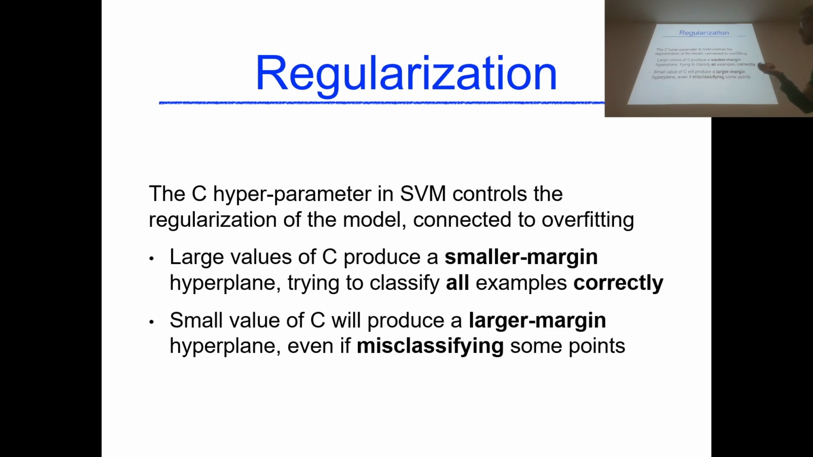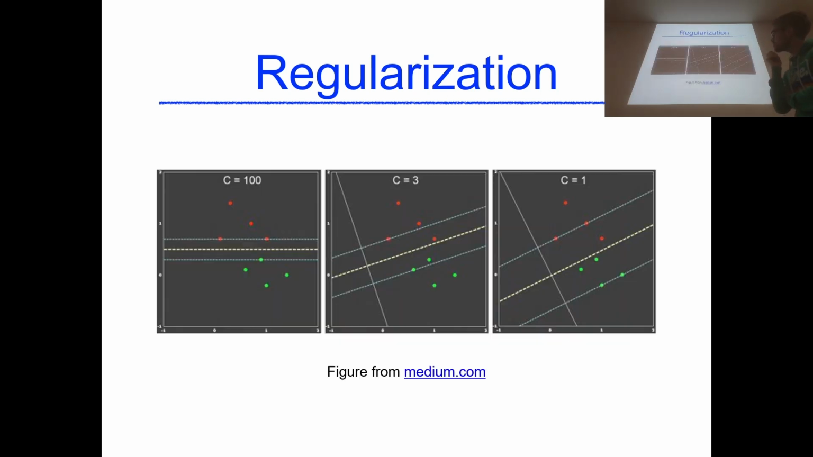That's actually what we said. The hyperparameter that is usually called C controls the regularization, and is connected obviously to overfitting. Why? Large values of C give a smaller margin hyperplane, so they try to classify all examples correctly. Instead, a smaller value of C produces larger margins, and so we accept misclassifications. This is a visualization.